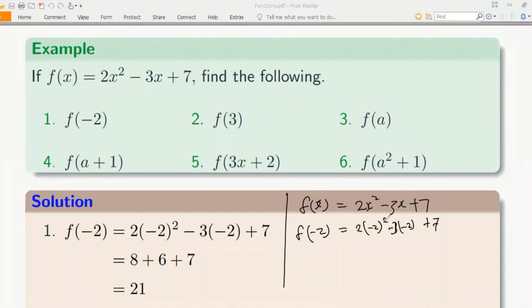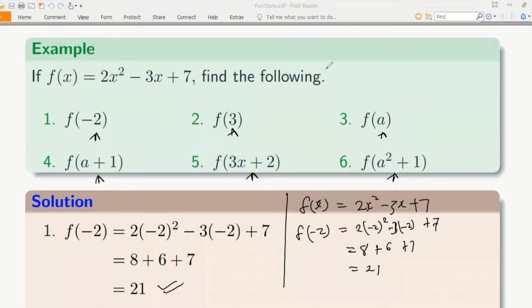So what is this one? This is 4 times 2, which is 8. Negative times negative is positive. 3 times 2 is 6, then plus 7. This gives you 21. And so that's what I did and got this. So we're just substituting the value where there is x. Even for this one, where there is x, substitute 3. It's very easy, you can do that. And for part 3, where there is x, substitute a, and substitute this where there is x, and you have those answers.